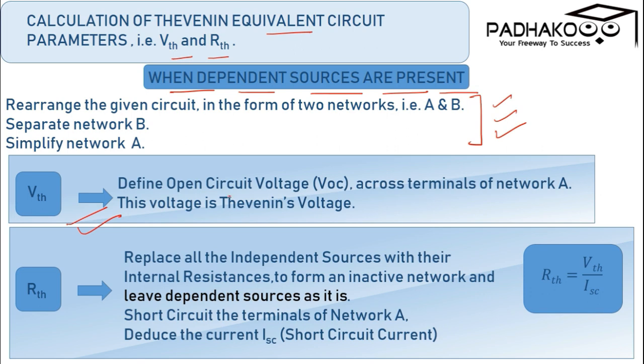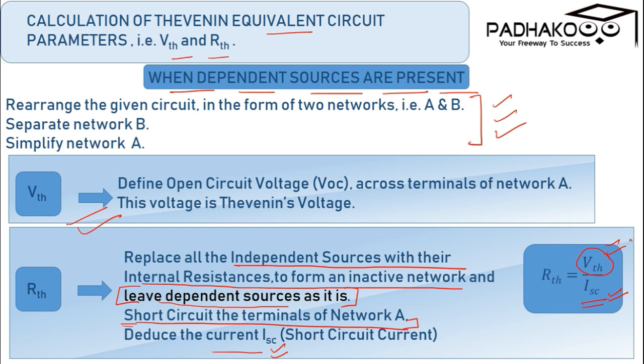We have to replace all the independent sources with their internal resistances to form an inactive network and leave the dependent sources as they are. Now, short circuit the terminals of network A and determine the short circuit current ISC. And when we are able to determine the value of ISC, since we know the value of Vth, we can easily determine the value of Rth.